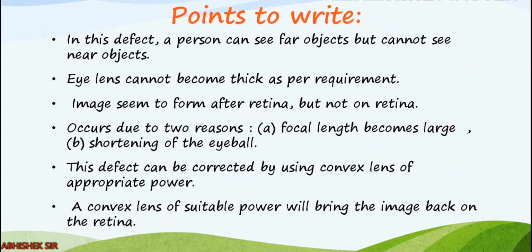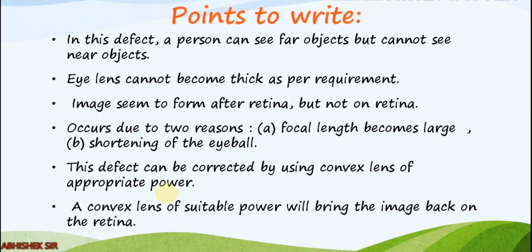Points to write in this defect, again similar to that of myopia, just I have changed a little bit. So in this defect, person can see far object but cannot see nearby object. Eye lens cannot become thick as per requirement. Image seems to form after retina but not on retina. It occurs due to focal length becoming very large or shortening of the eyeball. So these are the two reasons that you will mention.